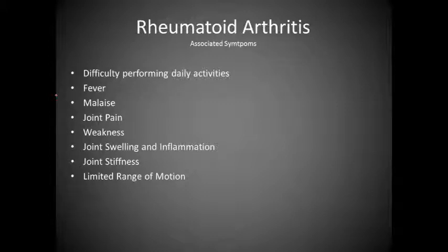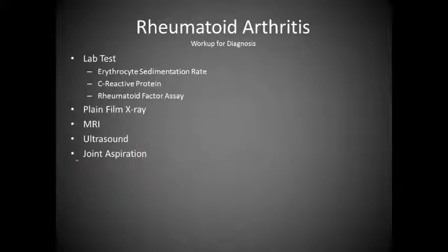So what occurs when you have rheumatoid arthritis? You can have difficulty performing daily activities, fever, malaise, joint pain, weakness, joint swelling and inflammation, joint stiffness, and even a limited range of motion. I think this is the most probable, the limited range of motion. I think that's something that we all see in patients who have rheumatoid arthritis, how difficult it is to actually accomplish just normal daily tasks. Even something as simple as putting on your shoes or tying your shoelaces becomes a long excursion just to get to completion.